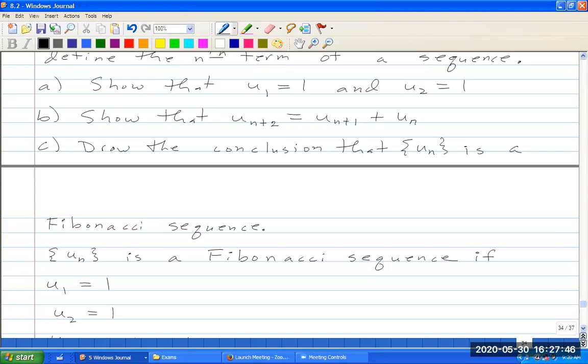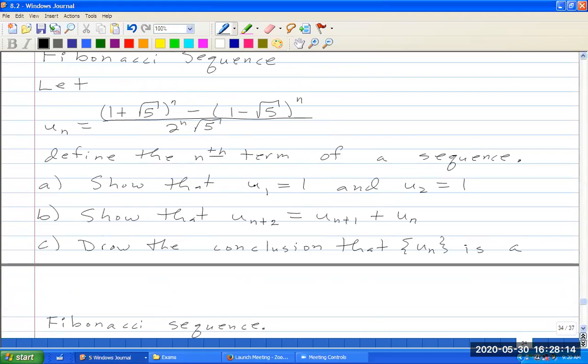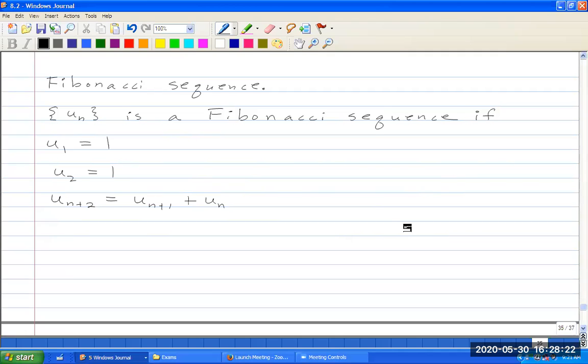So first off, let's recall that u sub n is a Fibonacci sequence if u sub 1 is equal to 1, u sub 2 is equal to 1, and u sub n plus 2 is equal to u sub n plus 1 plus u sub n. Basically, it's what we're going to show in parts A and B. Okay, so let me do part A.